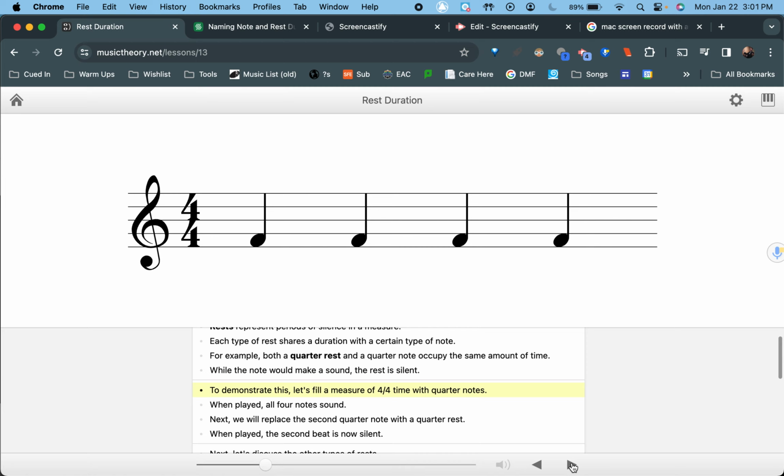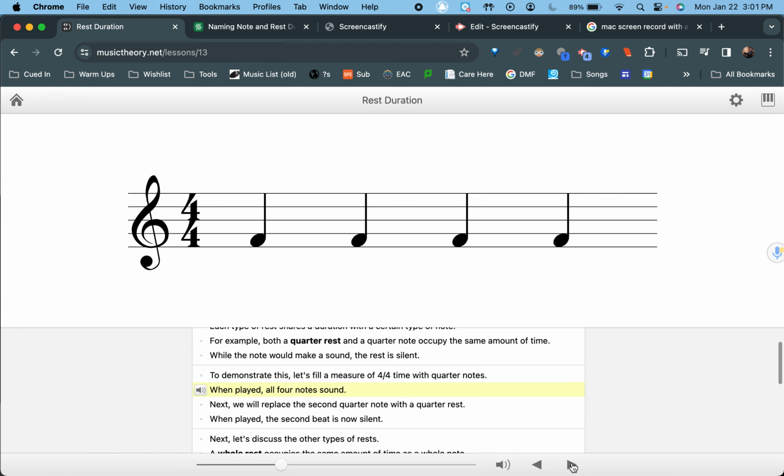Okay. Not all music has the same time signature, right? They create different feels. They can create different dances, for example. The 3/4 creates the waltz, right? So different time signatures help create that mood of our piece, and our composers use those strategically. When played, all 4 notes sound.